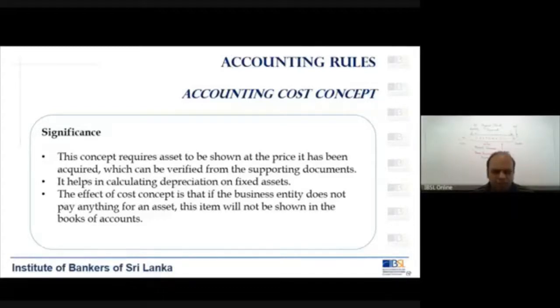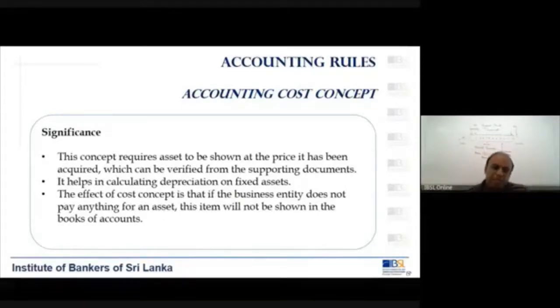The effect of the cost concept is that if the business entity does not pay anything for an asset, this item will not be shown in the books of accounts. So if you have not paid for an asset, it is not correct for us to take it into our books as part of our assets, because you don't have the ownership of the asset. When you pay for it, the title of the asset gets transferred to you. That is where you become the owner of that particular asset. So as long as you don't pay, it doesn't belong to you.